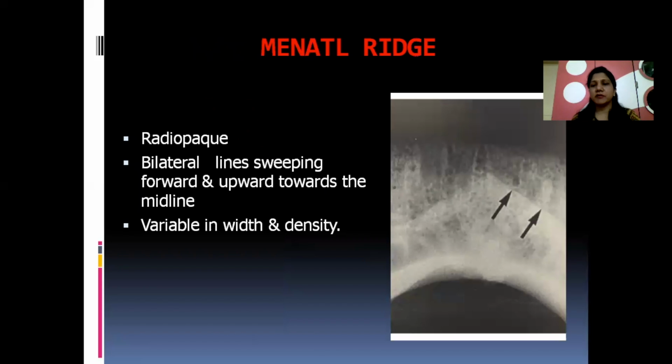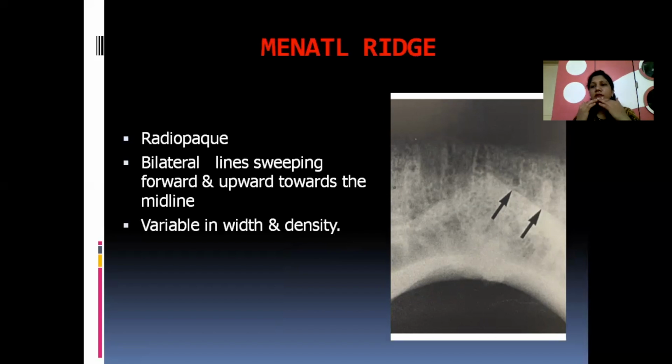Then mental ridge. Mental ridge, as we know, a ridge is a bony protuberance. But it will be a linear one. It will not be at one particular area. It will be a linear one. As it is bony, it appears radiopaque. Now there are two radiopaque lines which run bilaterally.